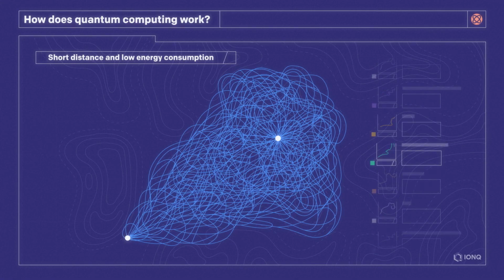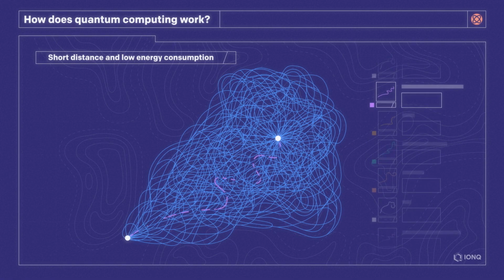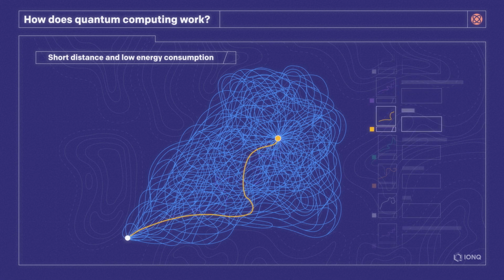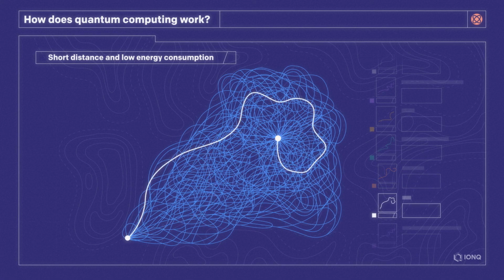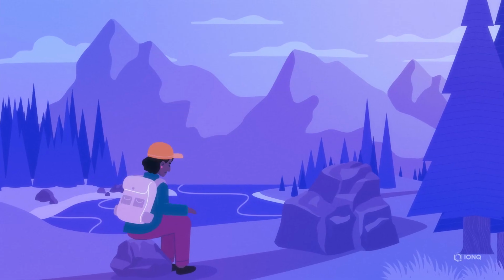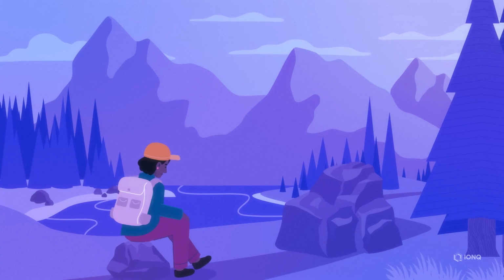This is a very different approach than a traditional computer, which evaluates each potential path one by one. Although each individual route is quickly assessed, there are so many potential paths that it would take a conventional computer far too long to find the optimal way.